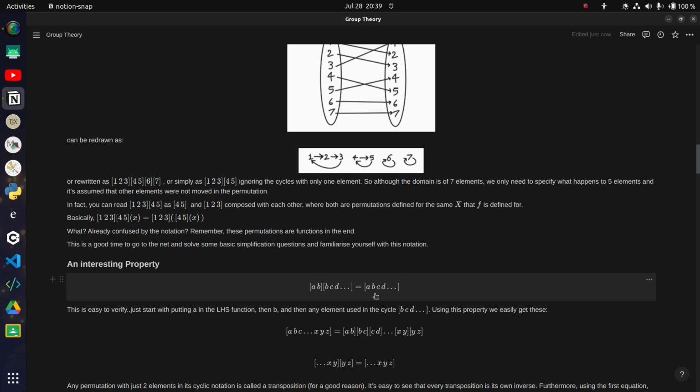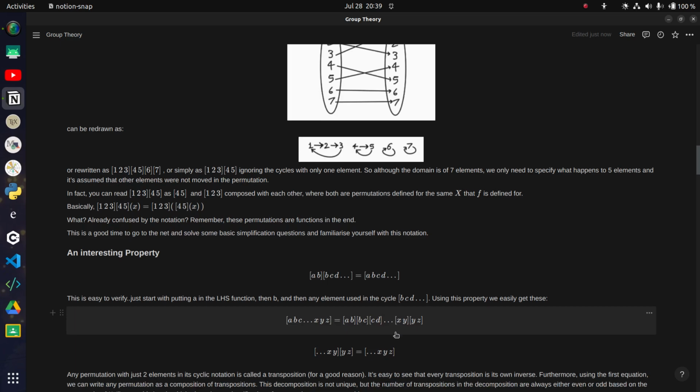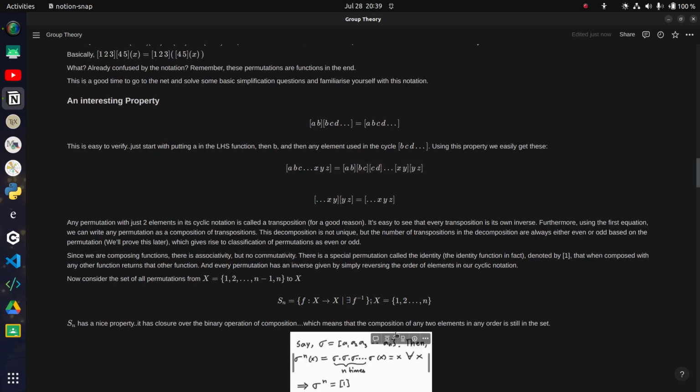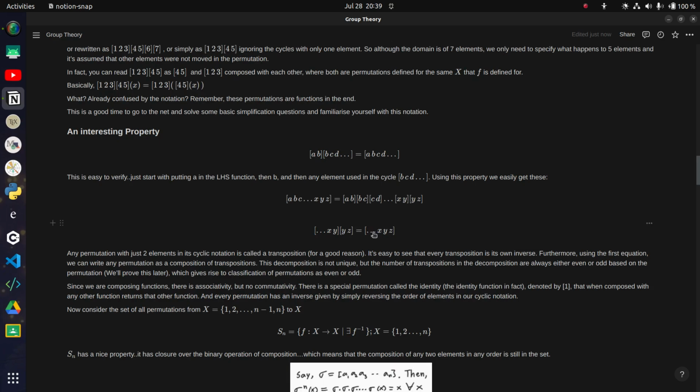So this I already told you about, that you can write a big cycle as a bunch of smaller cycles, and using that you can of course prove this property. I'll leave that as an exercise. Do it mentally, of course. Now, using the first equation we can write any permutation, because it's basically just a bunch of cycles, as a composition of transpositions. This decomposition is not unique, right?